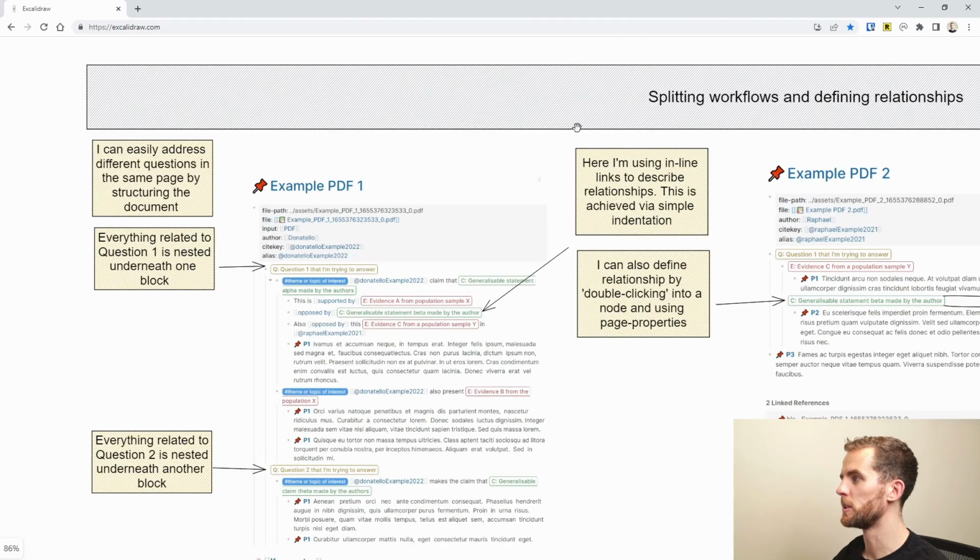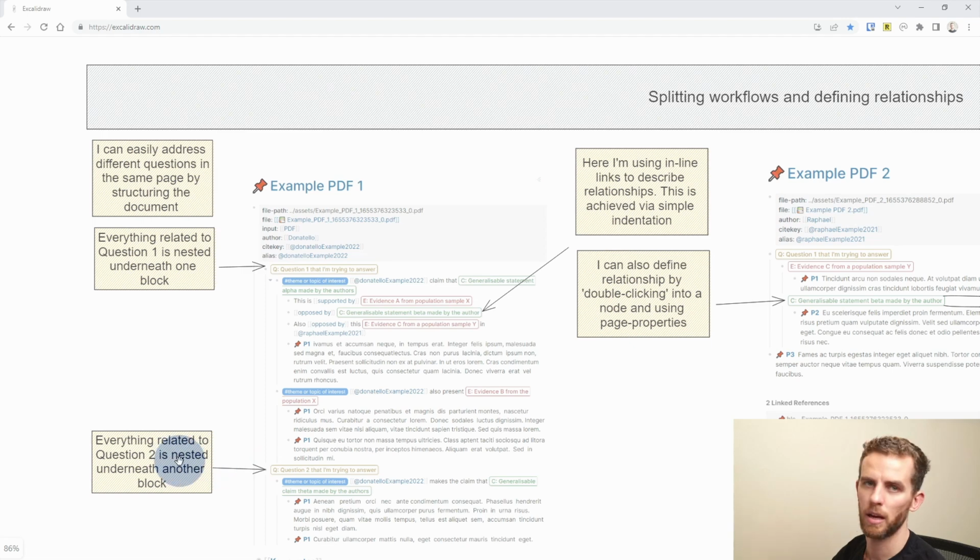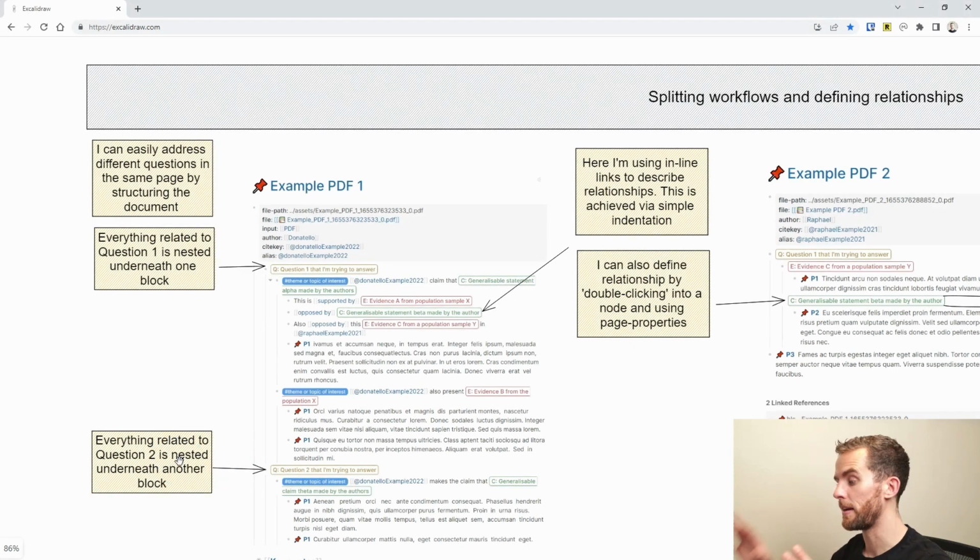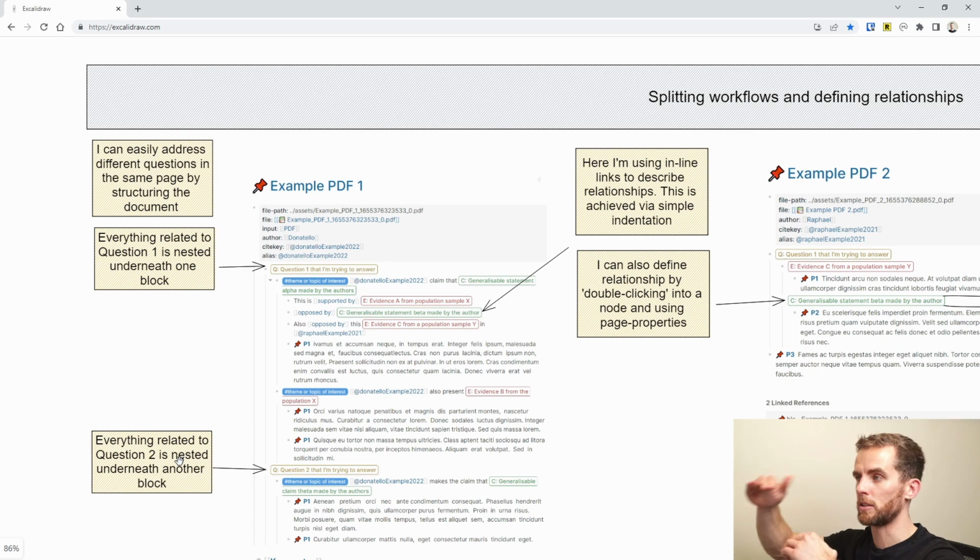So speaking a bit more to those points that I was mentioning here, I just got overexcited and I got into them a little bit earlier. It's splitting workflows and defining relationships. So here I'm separating those questions. Everything related to question 1 is underneath one block, and everything related to question 2 is underneath another block. Super easy, and that enables you to add this tree of information. Like question 1, I'm dealing with that here. Question 2, I'm dealing with that below.